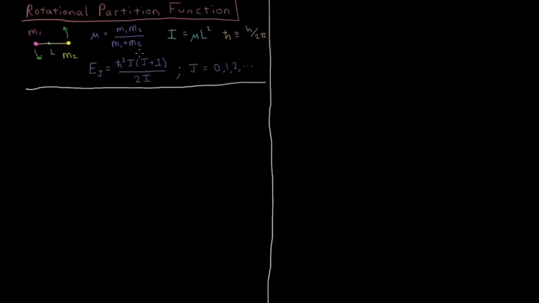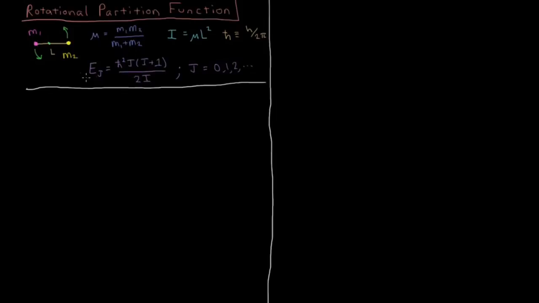So the quantities of interest here are really the moment of inertia, which is going to equal the reduced mass times the bond length squared. The reduced mass is going to be mass 1 times mass 2 over their sum, mass 1 plus mass 2. And then the energy levels, which you get by solving the rigid rotor model for the quantum mechanical model system that looks like this, is going to be that the energy depends on some quantum number j, which is going to be h bar squared times j times j plus 1 over 2 times the moment of inertia.